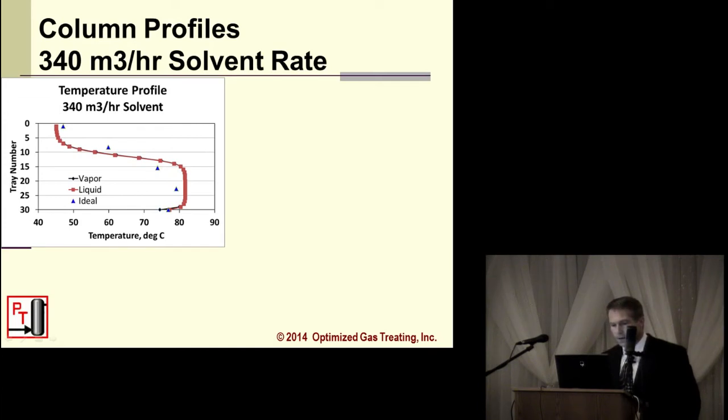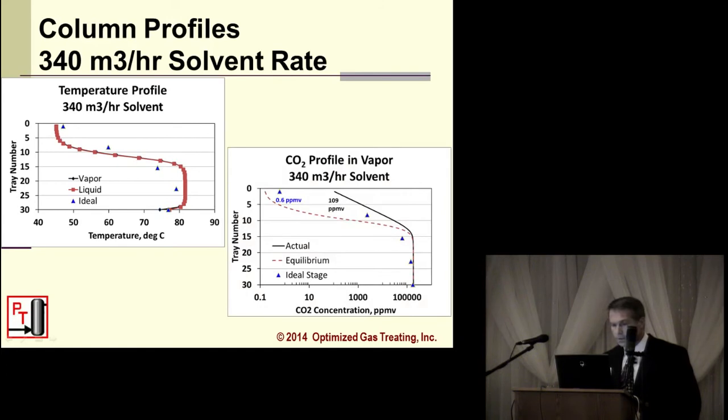The same 5 ideal stages give about the same profile. Temperature profile's not in horrible disagreement between the ideal stage and the rate model. But if I look at the CO2 profile now, the rate model says 2/3, about 60% of the column is pinched. And it's pinched because of this high internal temperature that's resulted.